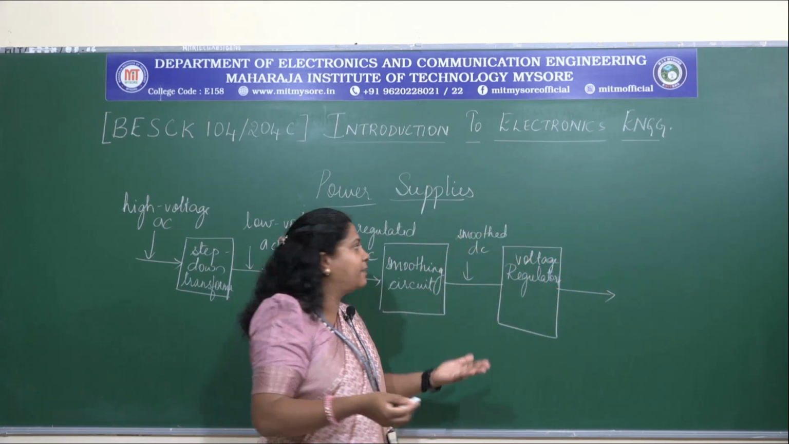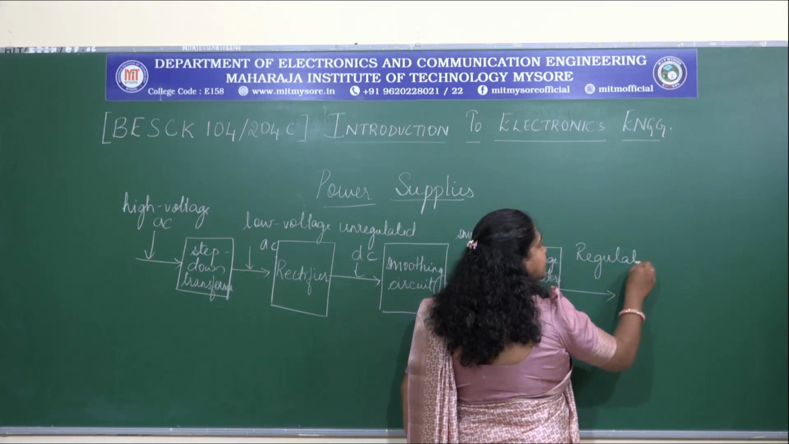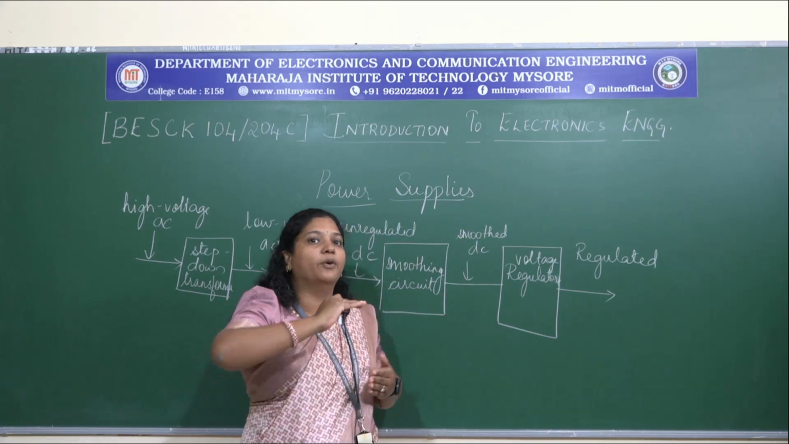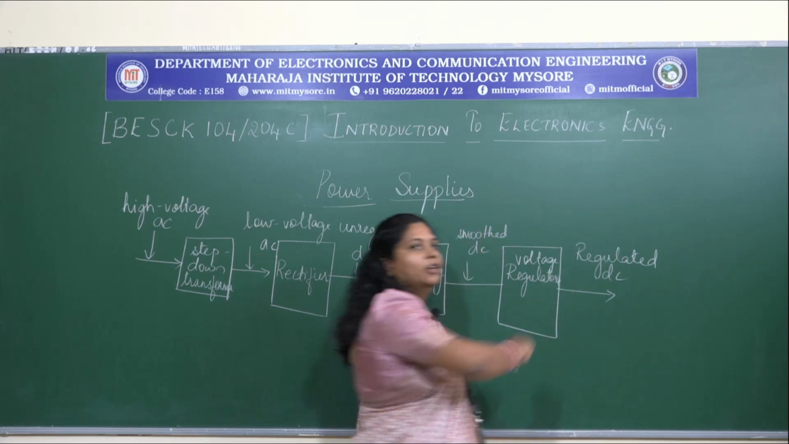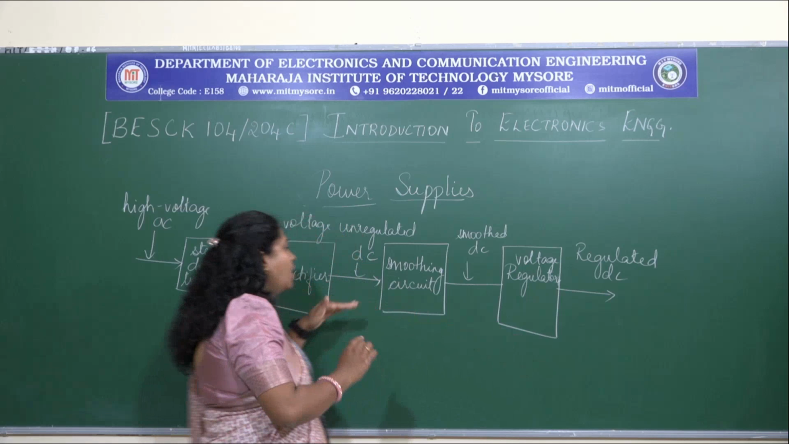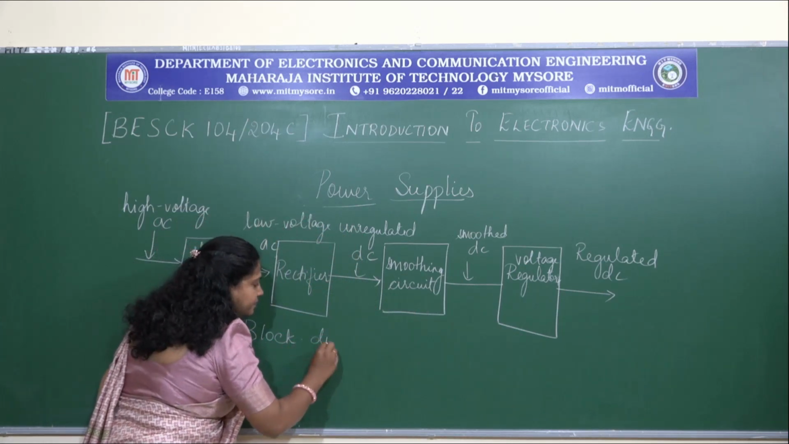Whenever we say a DC supply or a power supply, we say it is a regulated supply. Regulated supply means exactly the regulated voltage that is applied across the particular electronic gadget. So this is the general block diagram of a power supply system.